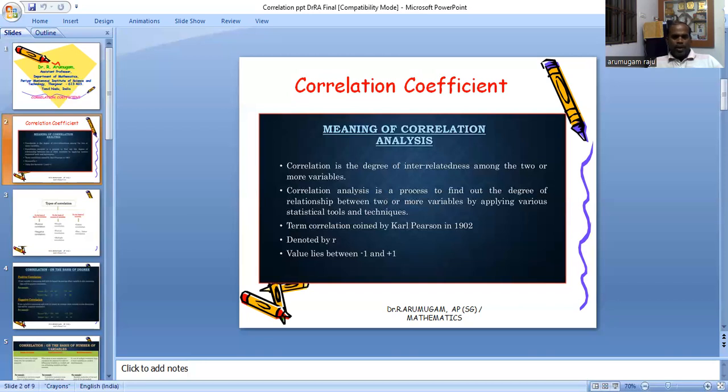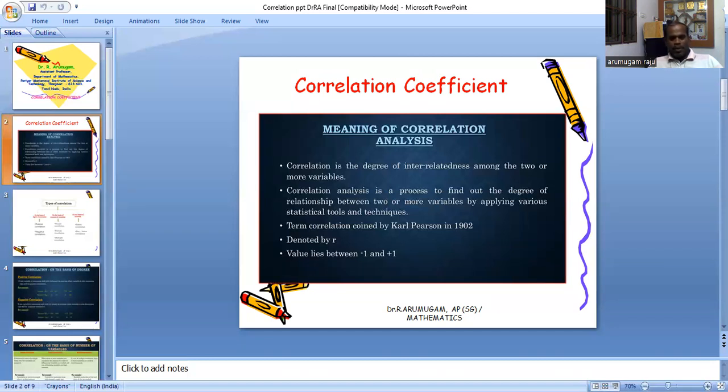Otherwise, you can write, if we plot the x and y values on the graph sheet and we get a straight line, the given correlation is said to be linear, otherwise non-linear. Here you have to plot the income and the weight on the graph sheet. You can get the straight line, right? So the given correlation is said to be linear, otherwise non-linear.